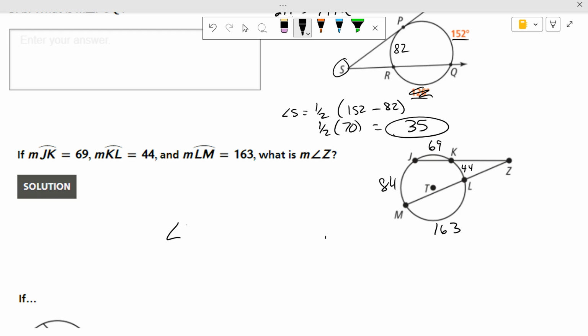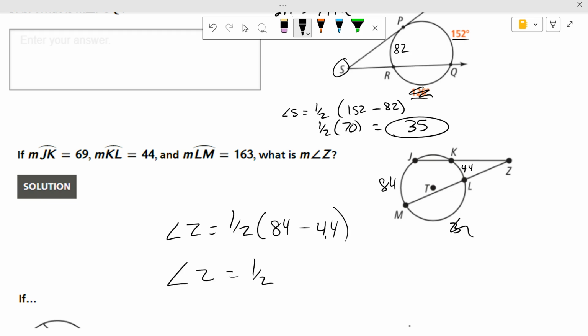So angle Z equals 1/2 of the big part. What's the big part on this angle? 84. What's the little part on the angle? 44. Because these don't matter. You just got to use the parts that the angle covers. So angle Z equals 1/2 of 40. So it equals 20.